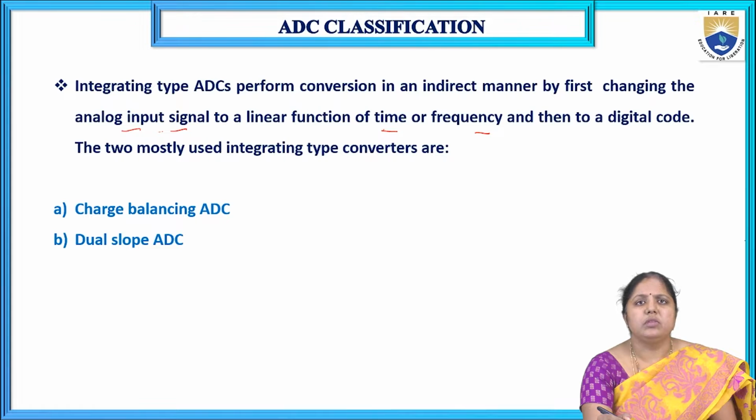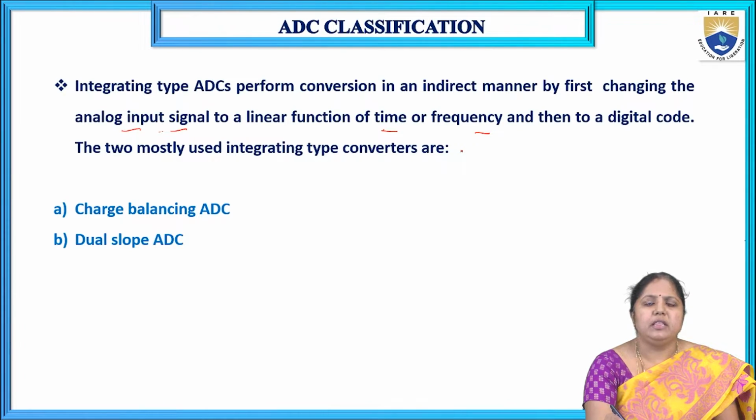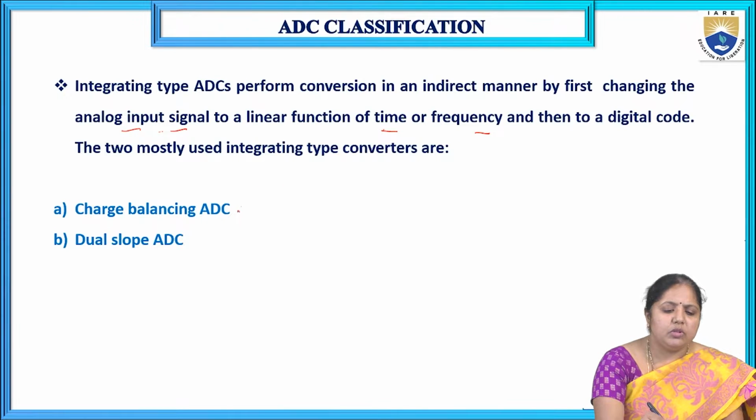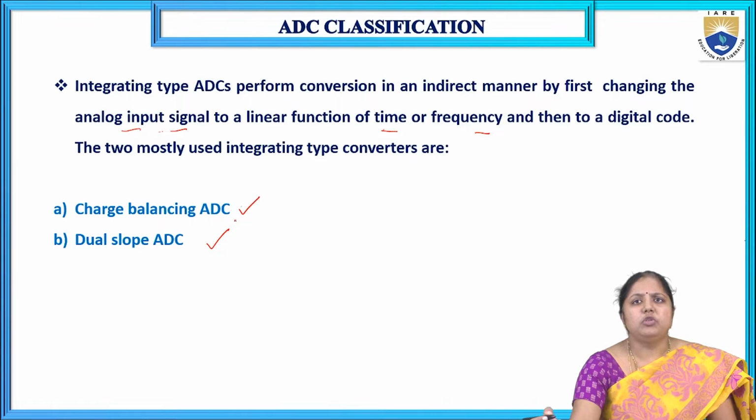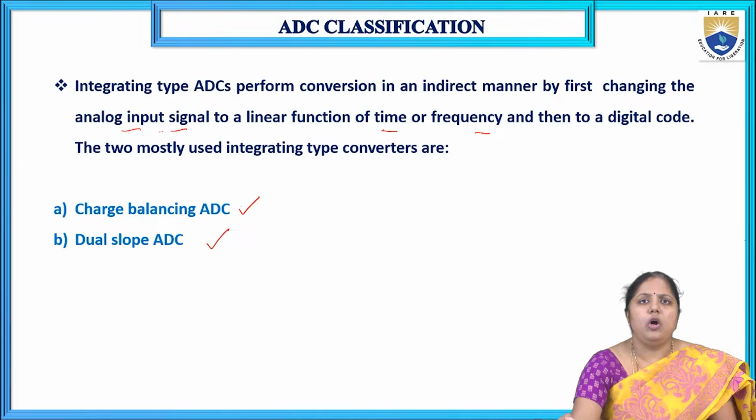In the last class, we saw the direct type of ADC. If anyone has a doubt with respect to the direct type of ADC, please go through those lectures, and you can learn what the direct type of ADC is, its classification and operation. Coming to the integrating type of ADC, it is further classified into two types: the charge balancing ADC and the dual slope ADC. Both are integrating type ADCs, or indirect type ADCs.